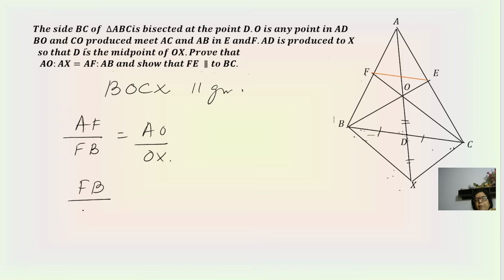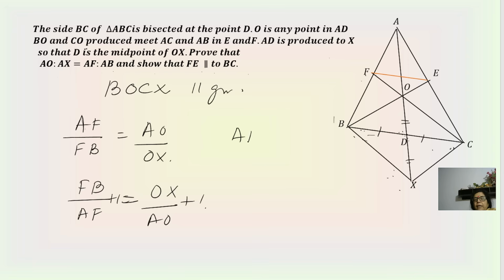So what we are going to do is take the reciprocal. So FB by AF is equal to OX by AO. This has come from the initial statement of the BPT theorem. So now if we add 1 to both the sides of this proportion, FB plus AF. FB plus AF is AB.